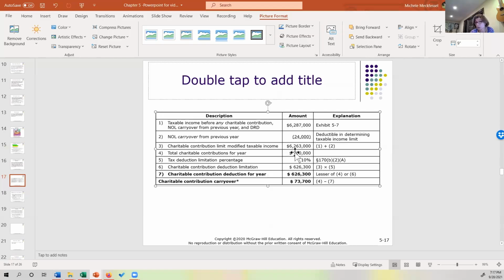Total contributions for the year were $700,000. The limitation in this situation, we're going to use 10%, assuming they didn't make a proper election. That would give us a deduction limitation of $626,300. In that situation, they would then carry over the excess. Remember that this carryover expires.